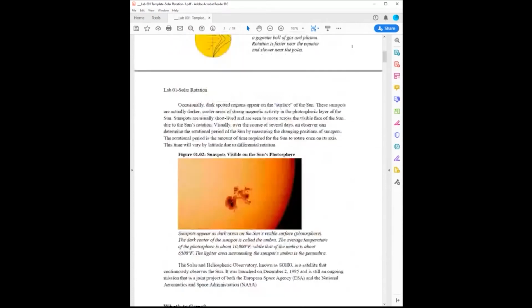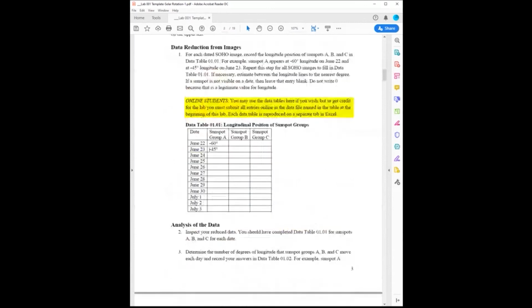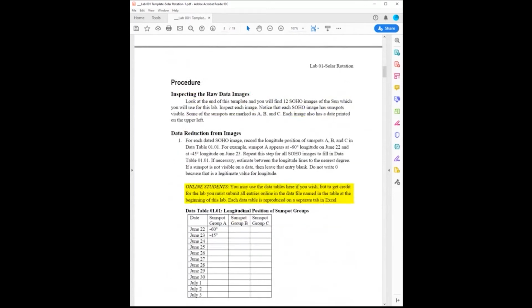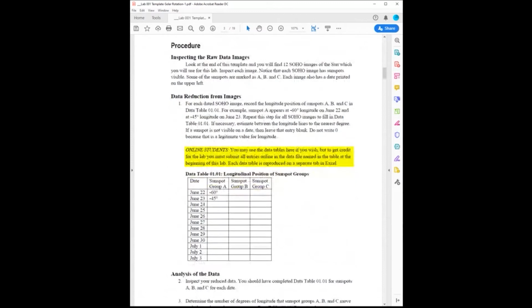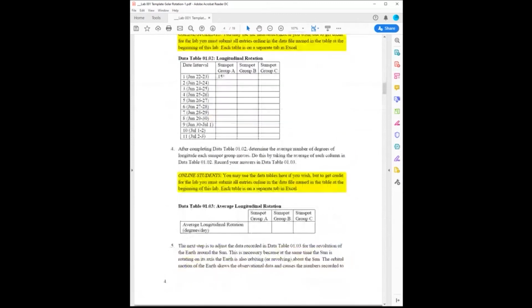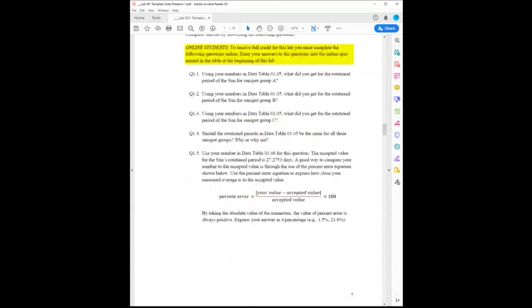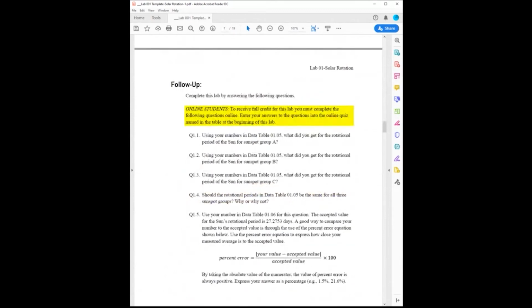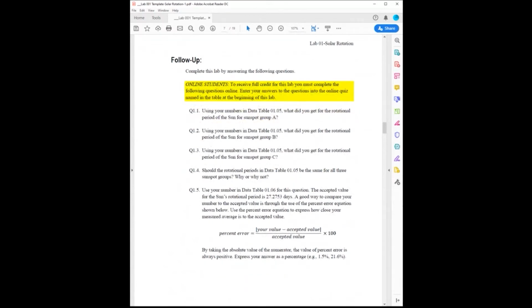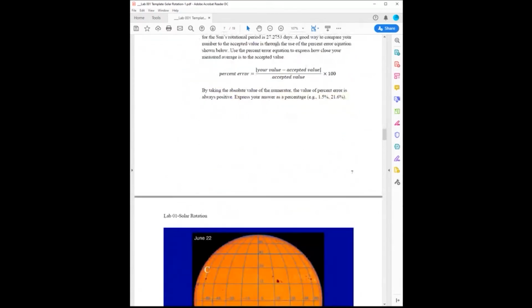And then there's background information followed by the procedure. And the procedure includes the step-by-step things that you need to complete in order to finish the lab. And then at the end of some labs, not all labs, but of some labs, there are follow-up questions. And you answer these follow-up questions through an online quiz.